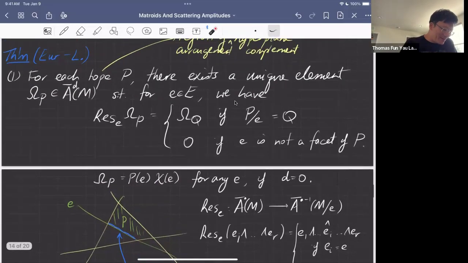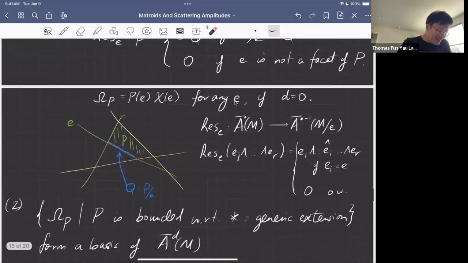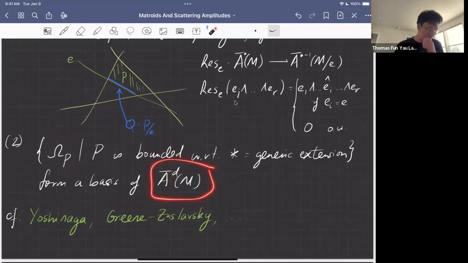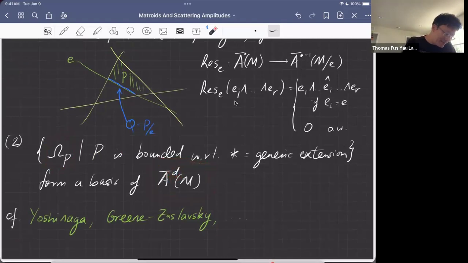So a quick summary is that for each tope, there's some distinguished element in the Orlik-Solomon algebra satisfying a huge number of recursions. And it has lots of remarkable properties. It's possible to use these to get a basis of the Orlik-Solomon algebra. It actually gives you a basis of the whole thing, but here I'm just saying the top part.